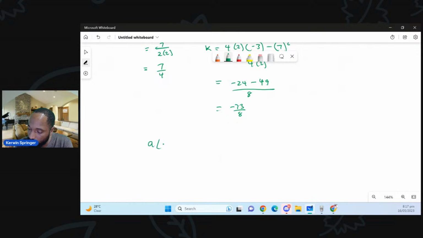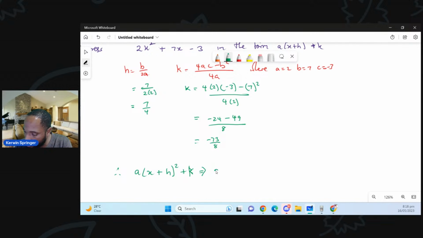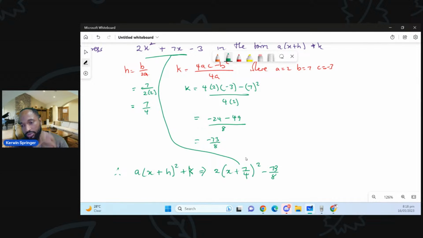So we have a into (x plus h) squared plus k, and it's expressed in the form: a was 2, so 2(x plus 7 over 4) squared minus 73 over 8. Or the other way you could write this is, therefore this equation is equal to this, which is in the form a(x plus h) squared plus k equals 0.